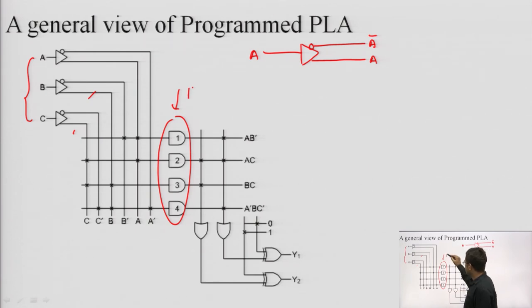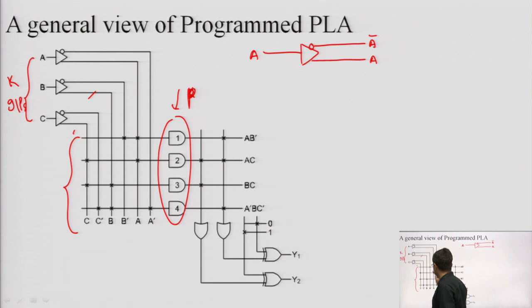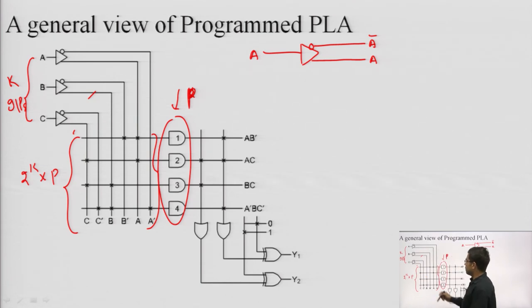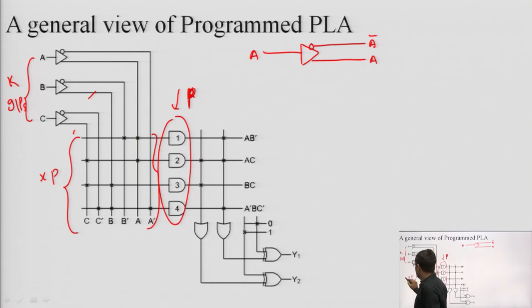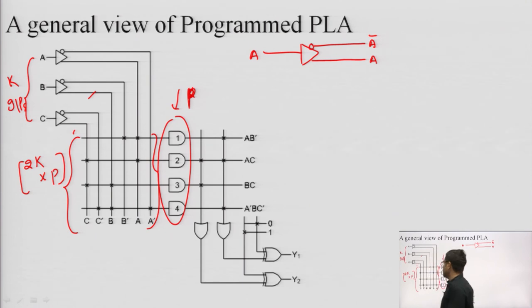So, there are K inputs, and let us say there are P AND gates. So, the number of programmable links here will be 2 into K into P. Not 2 raised to power K, but 2 into K. Why 2 into K? Because there are K inputs and both are available in their complemented form as well. So, we are using 2K into P programmable links here.